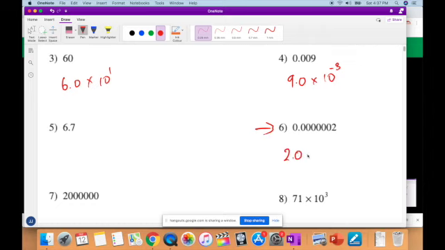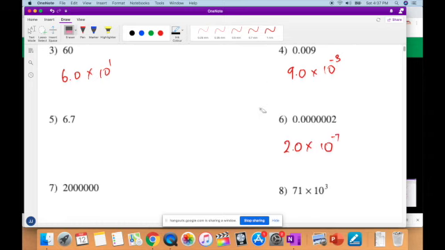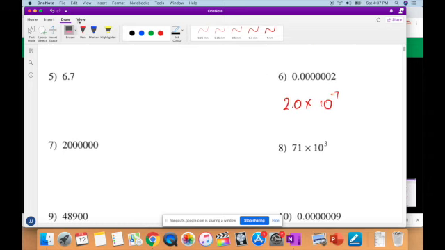2.0 multiplied by 10 to the negative 7. So if I put the point here, 1, 2, 3, 4, 5, 6, 7, negative 7. Excellent job. Right. Where's this in standard form?